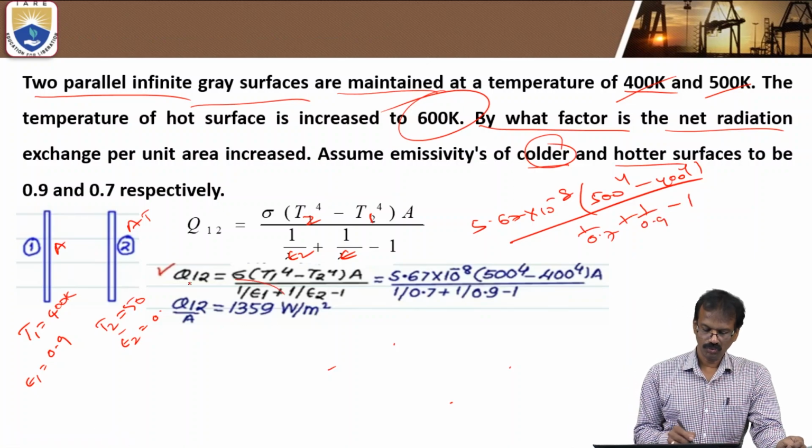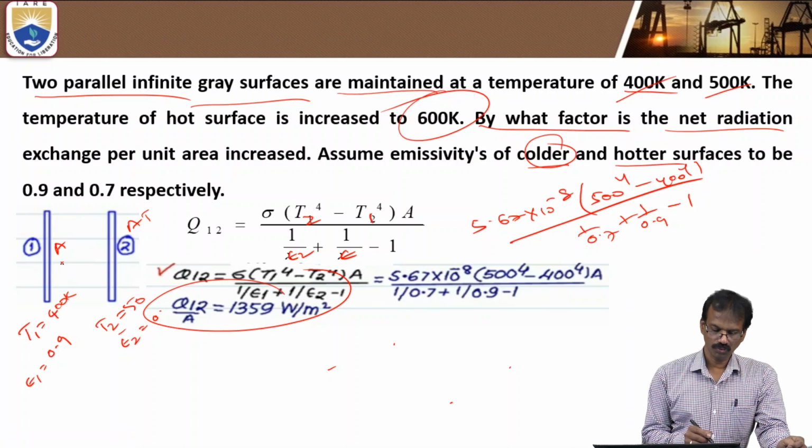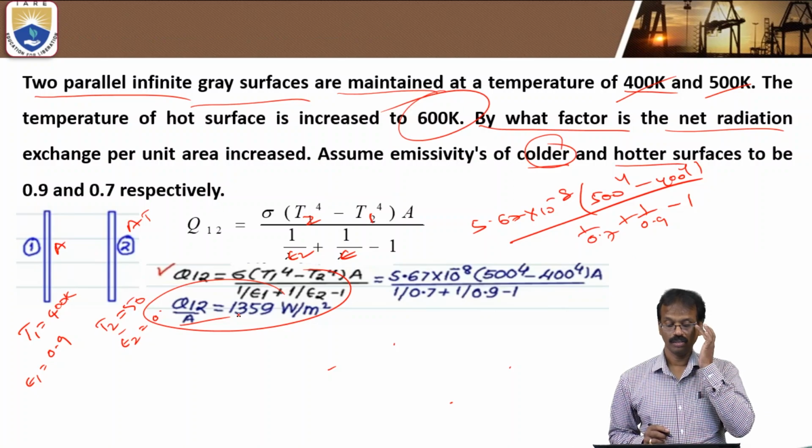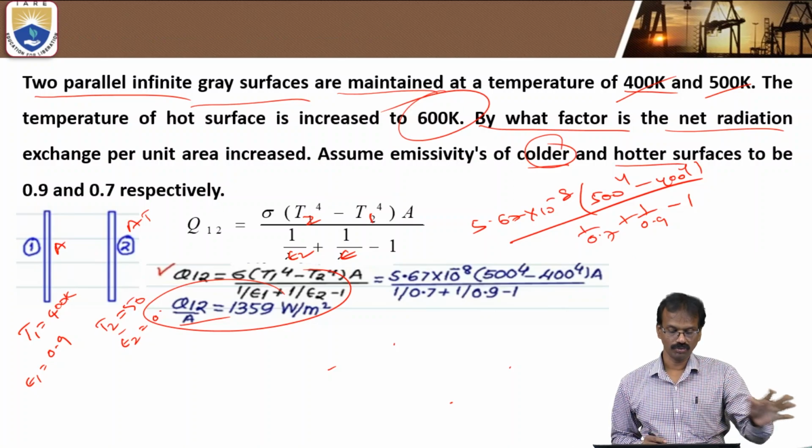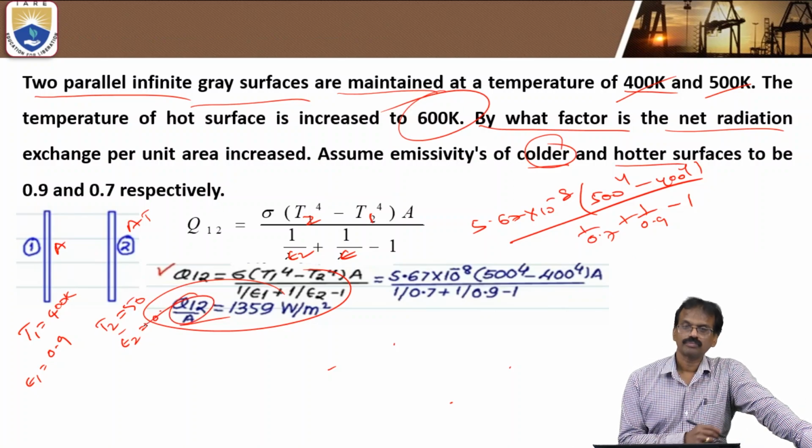So this is the value Q by Q12. So Q21, otherwise Q21 or Q12. Just Q21 means you can reverse this one, hot body here, cold body here. So that value is equal to 1359 watt per meter square. So this is the value Q by A.